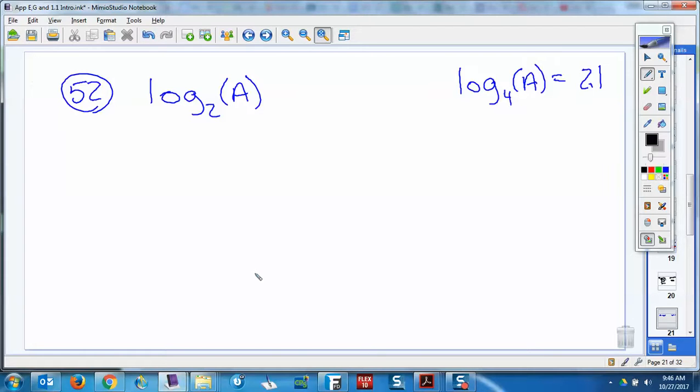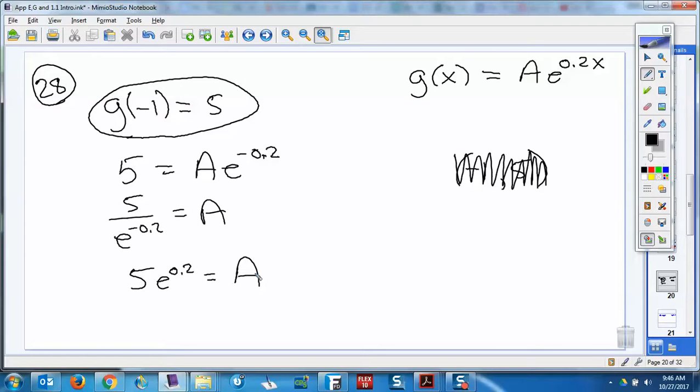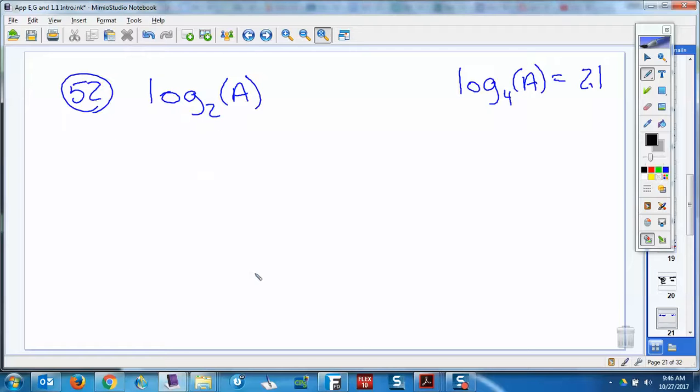Okay, the next one I have up here is 52. Does anybody have one they want to see before number 52? Okay? And we did a lot of this in that IXL, so maybe that's answered a lot of your questions. Okay, I want to talk about this one right here on 52.